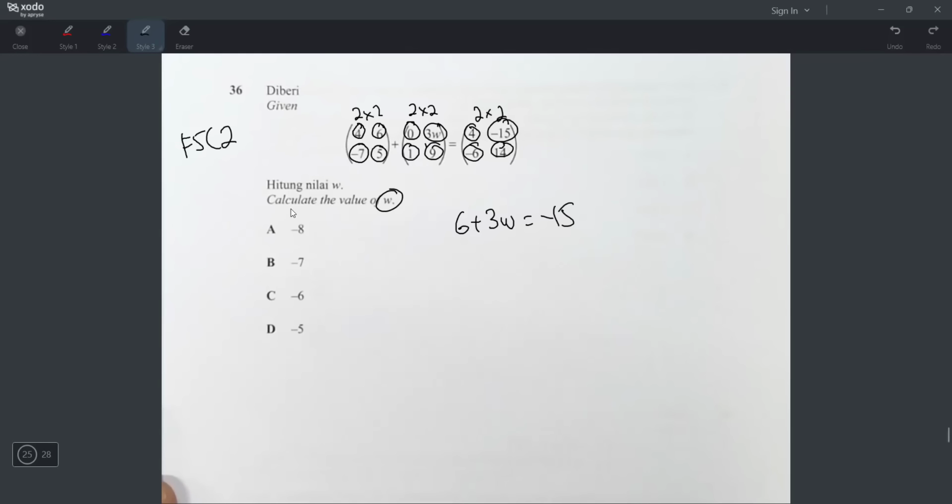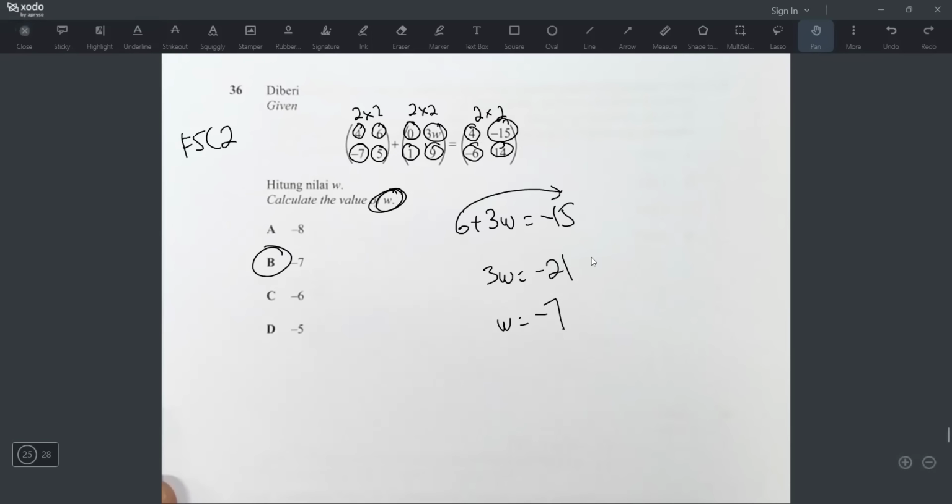Right? So they want to find W, right? So just find it from here lah. 3W equals 6 pindah jadi minus 6. Negative 15 minus 6 is negative 21. And then W is negative 21 divided by 3, which is negative 7. Okay. Yeah, you can use your calculator to help you for this part. Alright, that's all.